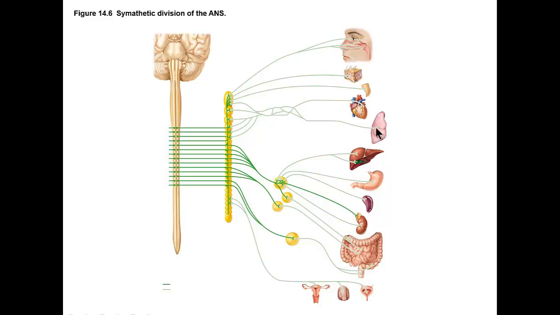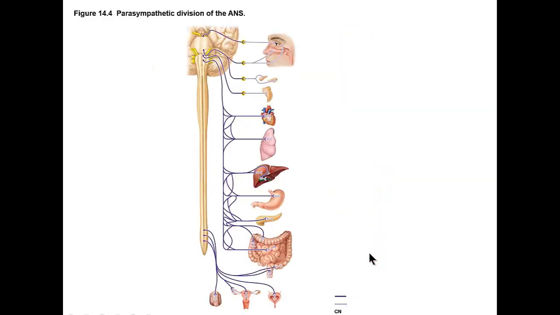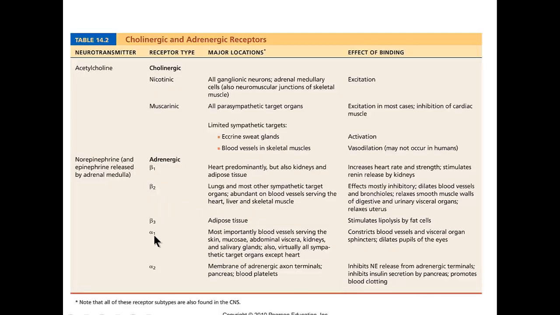So we should write beta-2 on all the other organs? Well, it's most. So let's look at the exceptions to that. So beta-3 we find on fat cells. Beta-3 receptors on fat cells. So if I release norepinephrine during the stress response, my fat cells are going to break down my fat and release what into the blood?